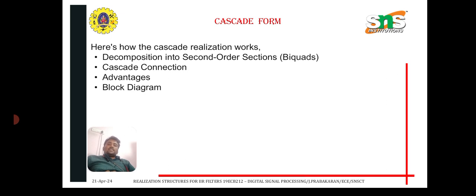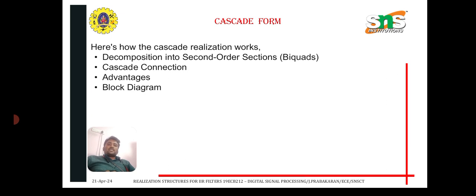And another one is cascade connection. The biquad filters are connected in series with the output of one biquad feeding into the input of the next biquad. This creates a cascade structure where the output of each biquad becomes the input of the next, effectively implementing the overall filter response.